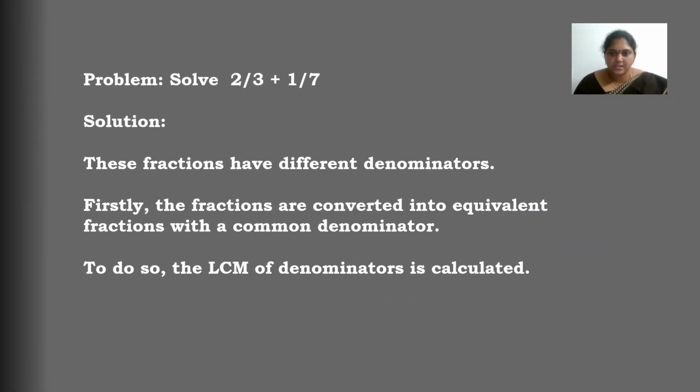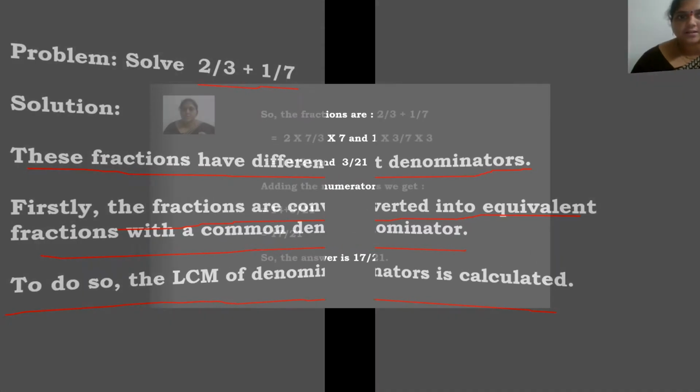Here we are going to see some examples of how to add unlike fractions. What is my fraction here? 2 by 3 plus 5 by 7. How to do this? These fractions have different denominators. Firstly, what we have to do? The fractions are converted into equivalent fractions, fractions with a common denominator. To do this, we have to find the LCM of the denominators. So, how to calculate LCM here?